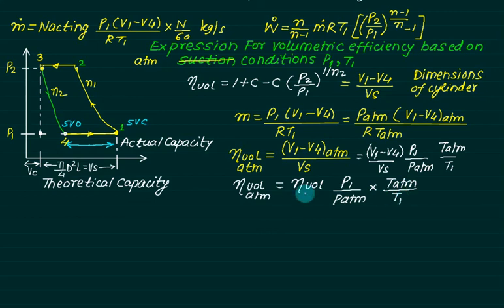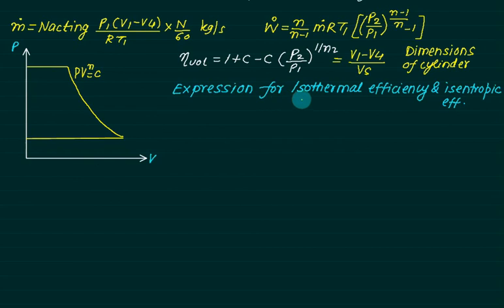Remember, this definition is not used to find out the dimensions of the cylinder. Only this definition is used to find out the dimensions of the cylinder. Now we will discuss two important terms: one is called isothermal efficiency and the other isentropic efficiency. For this I will consider a PV diagram neglecting the clearance, because we already proved that the work has no role for the clearance.